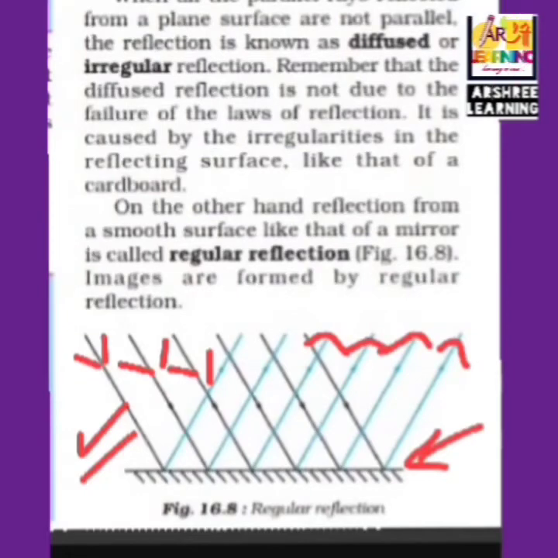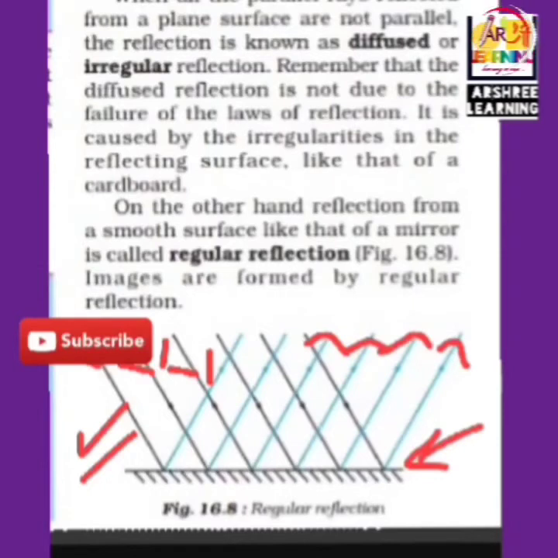So what is the difference between regular and diffuse reflection? When the incident rays are parallel and they are reflected parallel to each other, then it is regular reflection. When the incident rays are falling on a surface and they are not reflected parallel, then it is called diffused reflection.